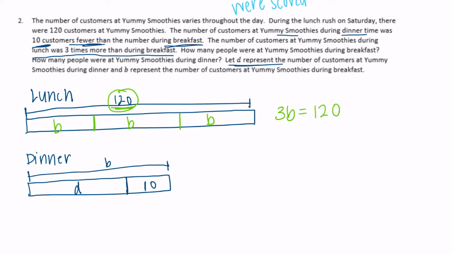So let's figure out what B is. So if we do 3 times B, we get 120. So we need to work backwards and do the opposite of 3 times B. Let's do 3B divided by 3. Remember, whatever we do to one side, we need to do the other. So let's do 120 divided by 3. So 3B divided by 3 would just be B is equal to 120 divided by 3. Well, 12 divided by 3 is 4, so 120 divided by 3 would be 40. So breakfast, there were 40 people. We can say there were 40 people at breakfast.